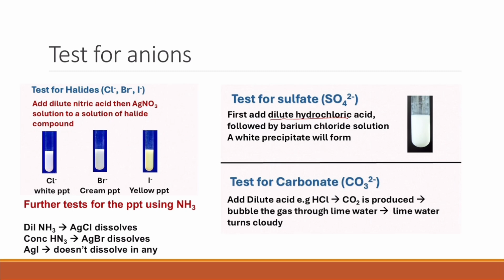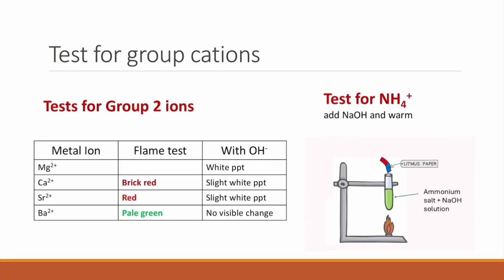Test for carbonate: if you add any dilute acid like hydrochloric acid, carbon dioxide will be produced, and then if you bubble this gas through limewater, the limewater will turn cloudy. So this is a known test for carbonate and for carbon dioxide.